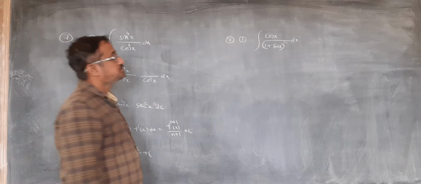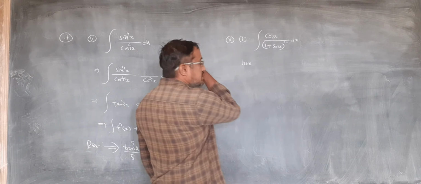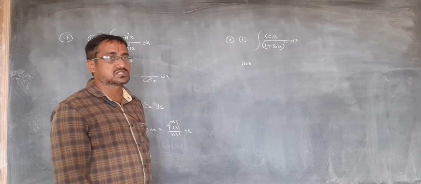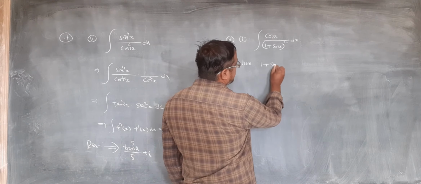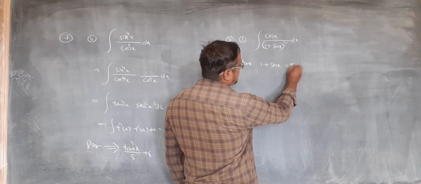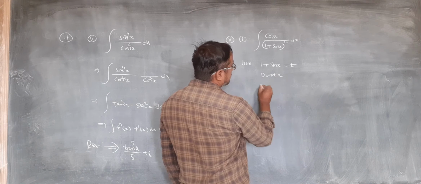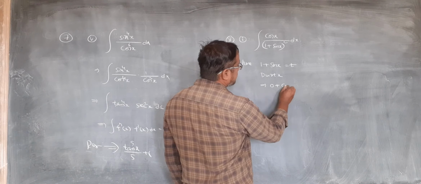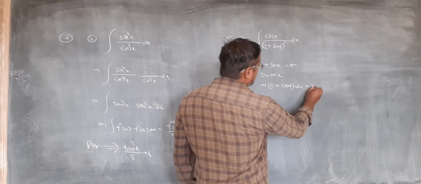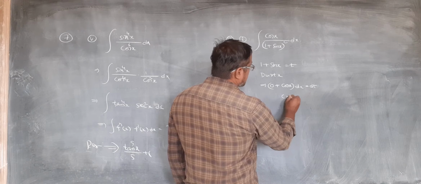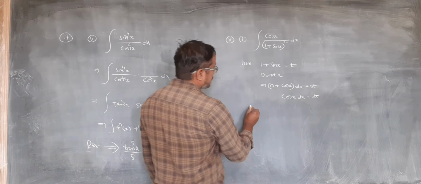Next problem. Now here integral cos x by 1 plus sin x whole square. So 1 plus sin x is equal to t. If you take 1 plus sin x as t, differentiating with respect to x, you will get 0 plus derivative of sin x is cos x dx is equal to dt. So cos x dx can be taken as dt.